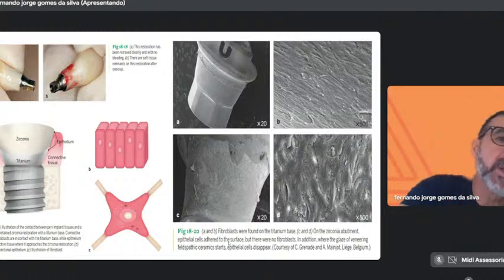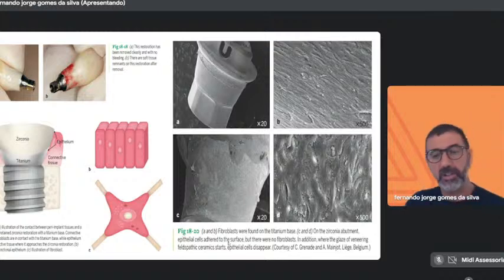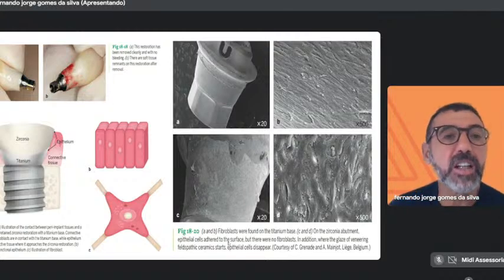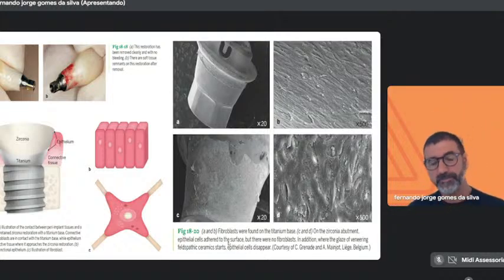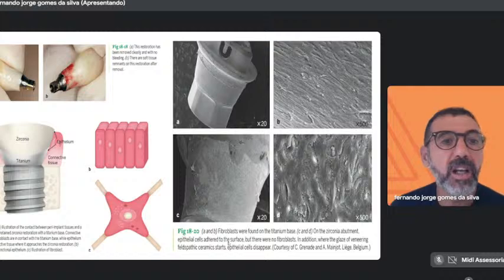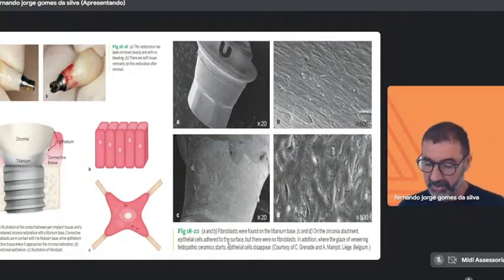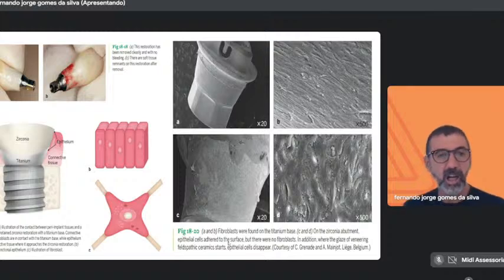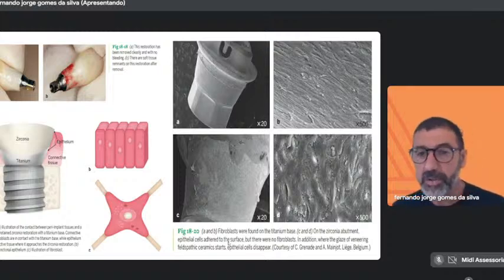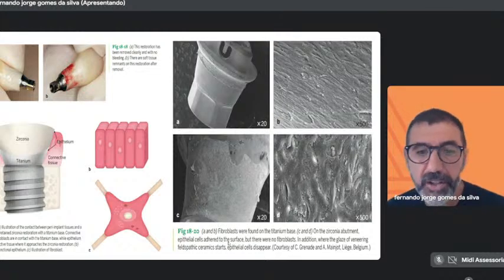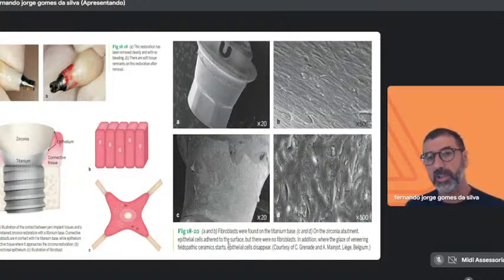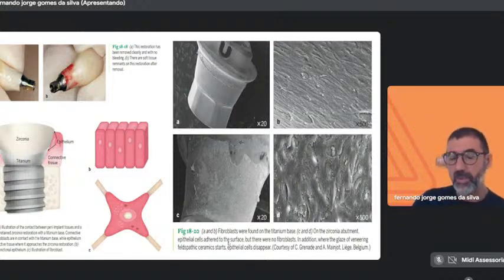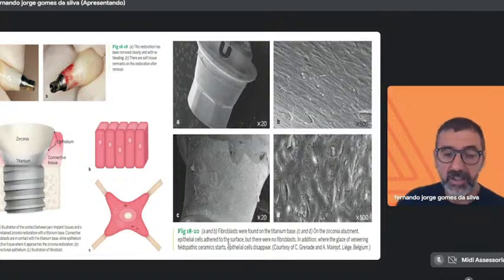This is an image of bleeding of zirconia after taking it out, and this is not a sign of infection. It is the interruption of the connection of our epithelial cells and our fibroblasts between zirconia and our soft tissues. They seal our biological contour. And if you see, in addition, where the glazed veneering feldspathic ceramic starts, the epithelial cells disappear totally because the ceramic gets very redness.